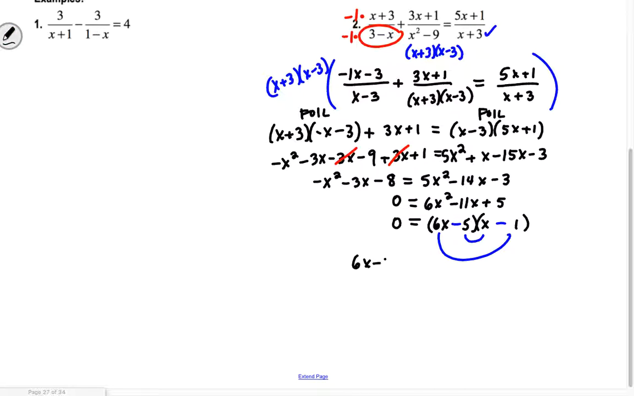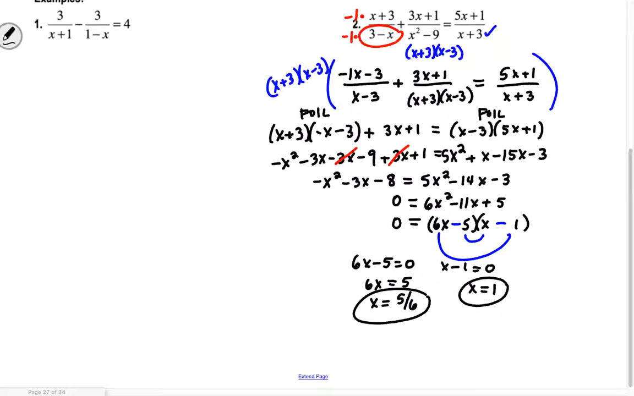So then we have 6x minus 5 equals 0, and we have x minus 1 equals 0. So add the 5 over and divide. So I get 5/6, and I get 1. And just do a quick check. Did either of those make it undefined? No, it was where x was 3 and negative 3. That was bad, right? So those are answers. Does this make sense?